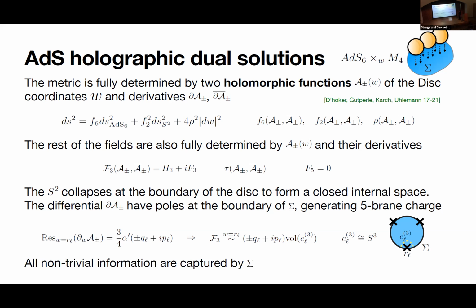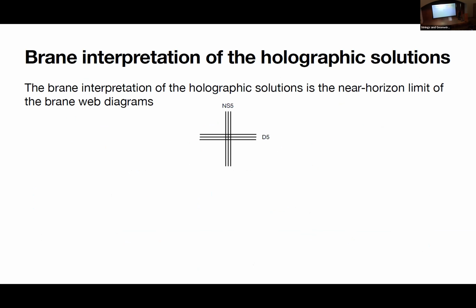All the non-trivial information about these solutions is captured by this disk. So the disk basically captured the full information about these solutions. I keep saying symmetry, but solution. Good. So what is the interpretation of this solution?